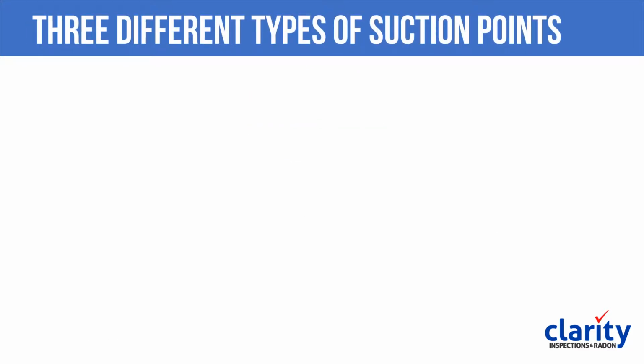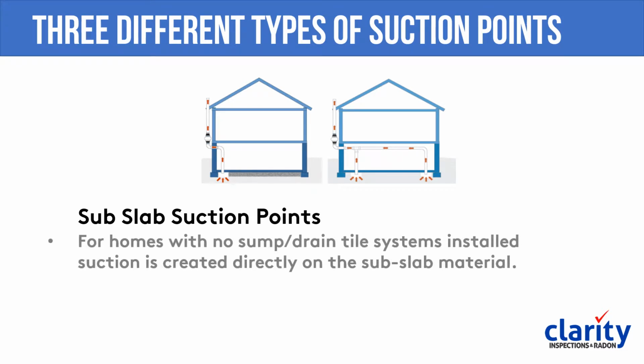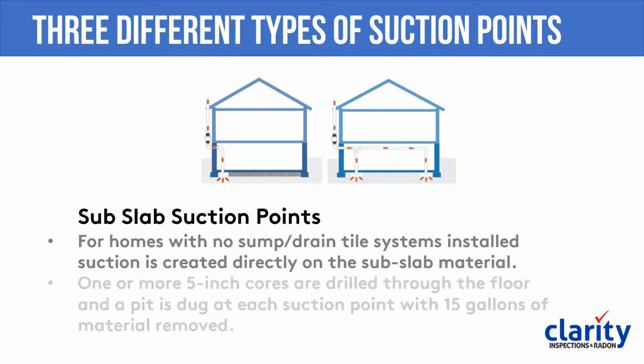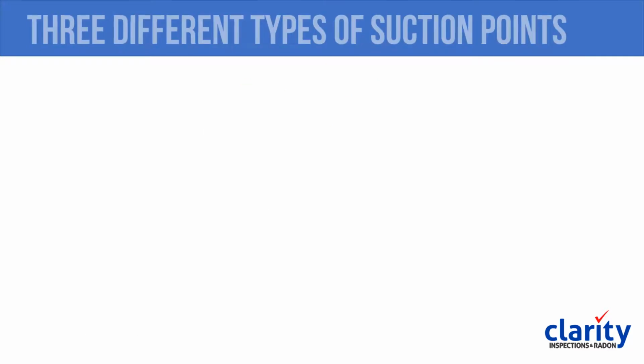And so to create that suction, there's really 3 different types of suction points. One type is a sub-slab suction point. For houses with no drain tile and sump pump systems, the suction is created directly on the material below the slab. And 1 or more 5-inch cores will be drilled through the floor of the basement, and a pit is dug at each suction point with the goal of getting 15 gallons of material removed. Then suction is created on those pits.